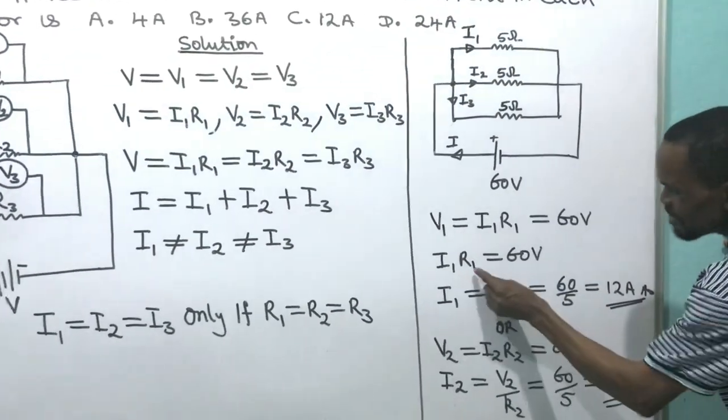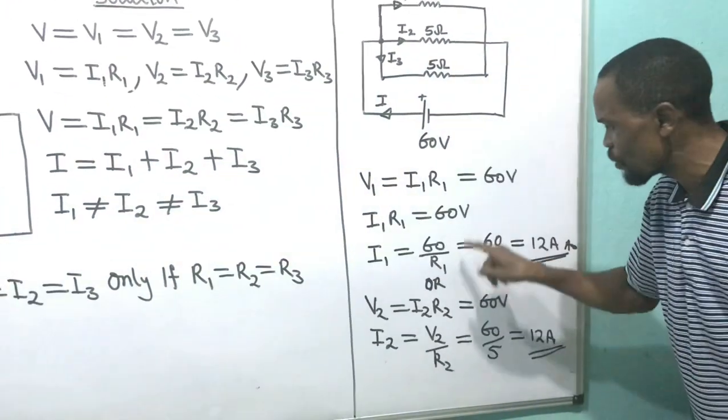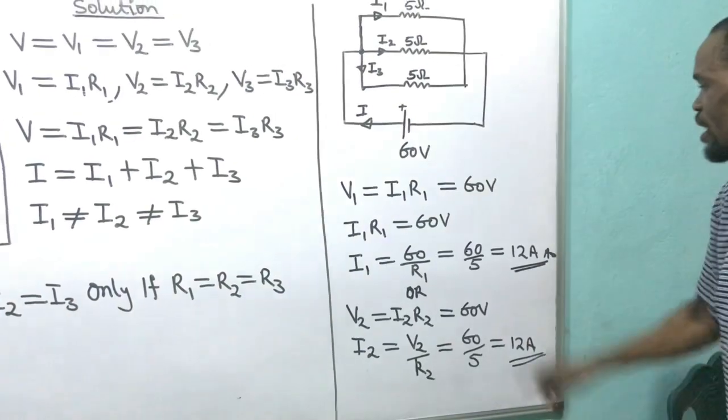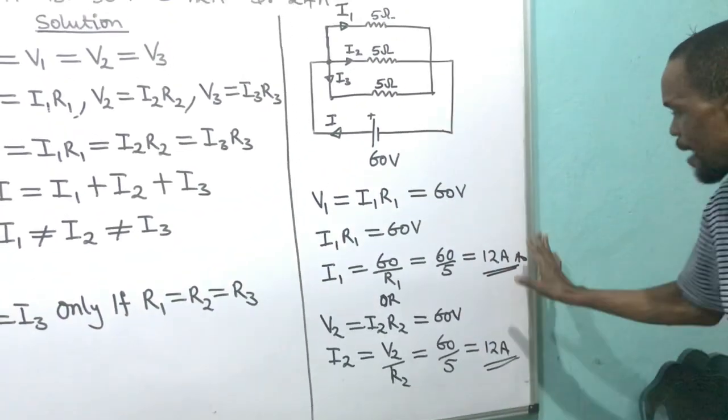R1 divided by current 1 times R1 will give me current 1. Then what I will have here is 60 divided by R1. What is R1? 5 ohms. I put it here, 60 divided by 5 gives me 12 ampere.